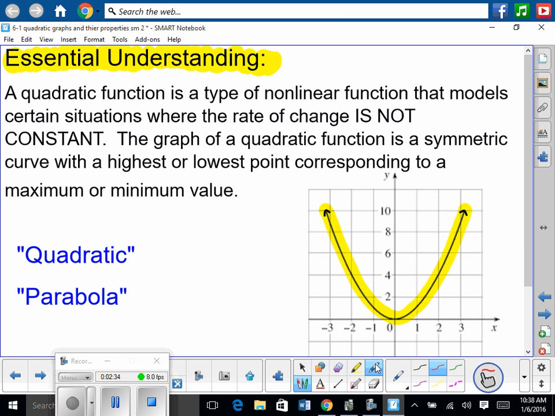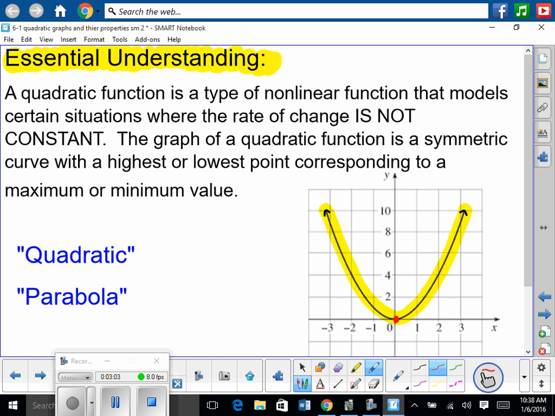Also, the graph of a quadratic function is a symmetric curve. Does everybody see this symmetric curve? This is what a quadratic looks like. The quadratic curves will have a highest or lowest point that corresponds to a maximum or minimum value. So look at this curve here. Does everybody see how this right down here is the lowest point? This would be considered a minimum value because it's the minimum value on our quadratic function here.